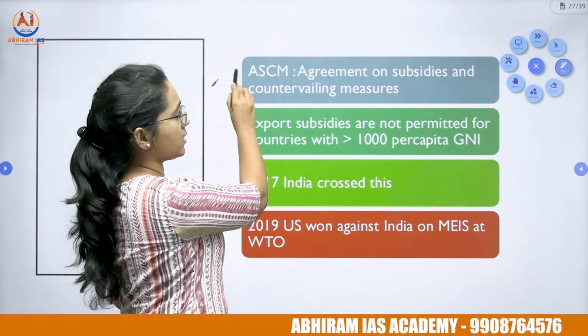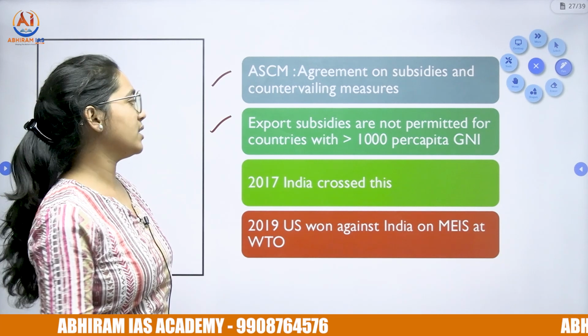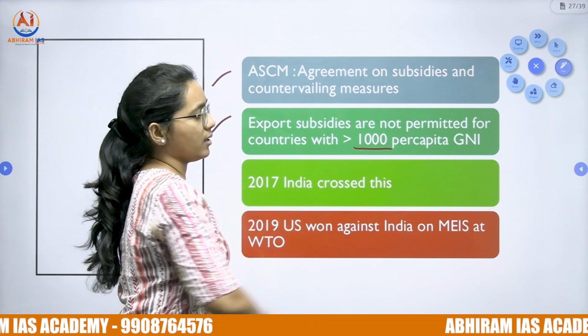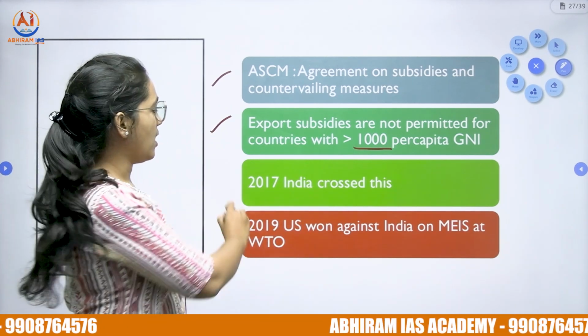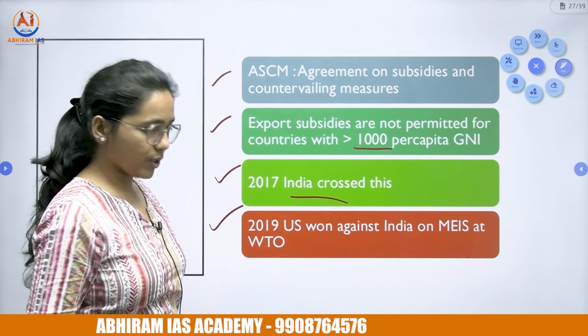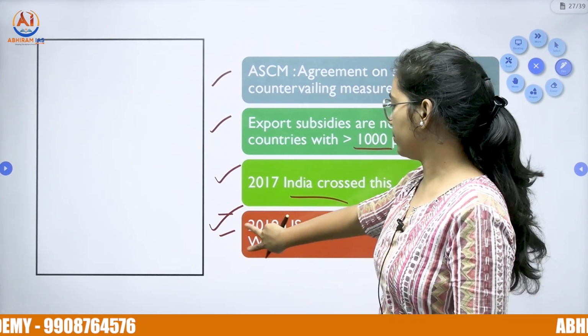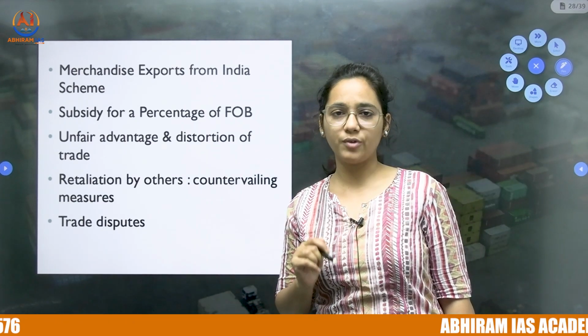ASCM, that is Agreement on Subsidies and Countervailing Measures. Export subsidies are not permitted for countries with more than 1000 per capita GNI. In 2017 India crossed this limit. So in 2019, the US won a case against India also. That's why we have replaced the scheme.